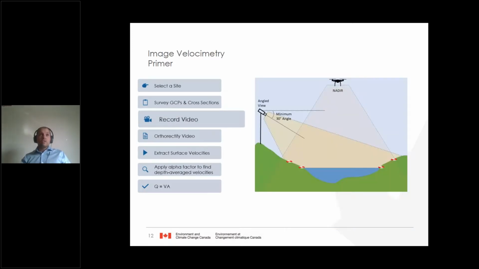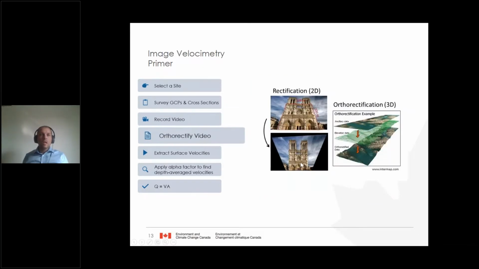And then the next thing to do is record a video. So Carter already mentioned the methods to record those videos. You basically need to capture the stream and those ground control points in your field of view. And then you orthorectify the video.